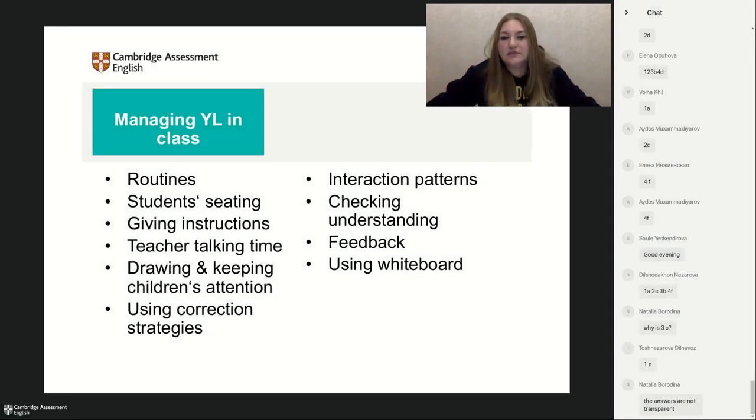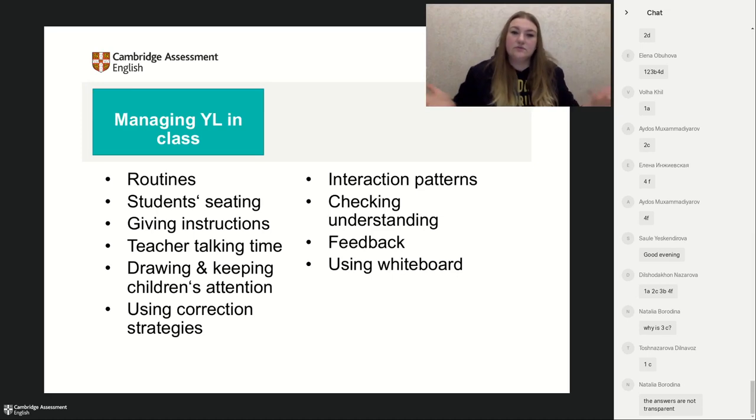So what is classroom management about? That's about classroom routines. Something you use every lesson, like for example, you start the lesson with the song, hello song, or you finish the lesson with the song, or sometimes, for example, I finish the lesson with a question ball, when students throw the ball and ask the question about the material we have learned. Also, my younger learners, 6, 7 year olds, love playing the Humpty Dumpty game. I usually play it at the end of the class, and they are waiting for this. So this is a kind of routine.